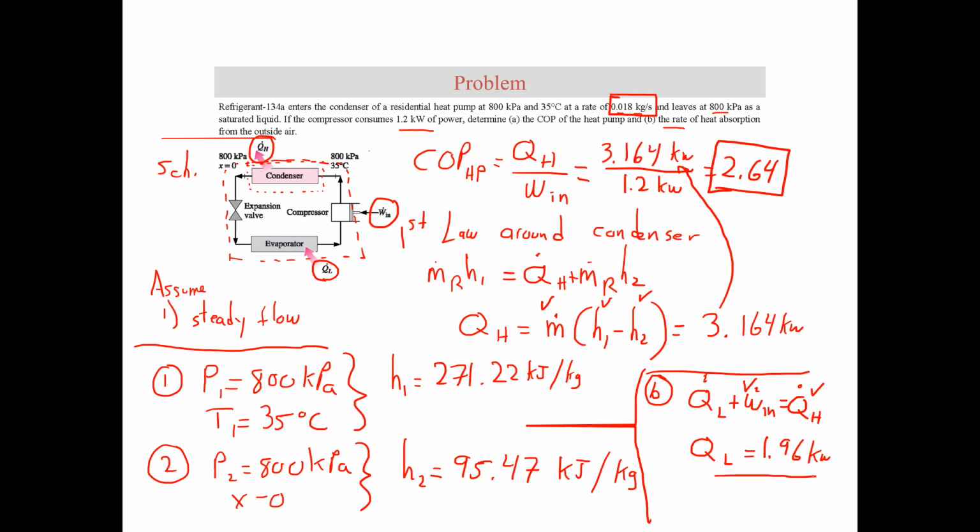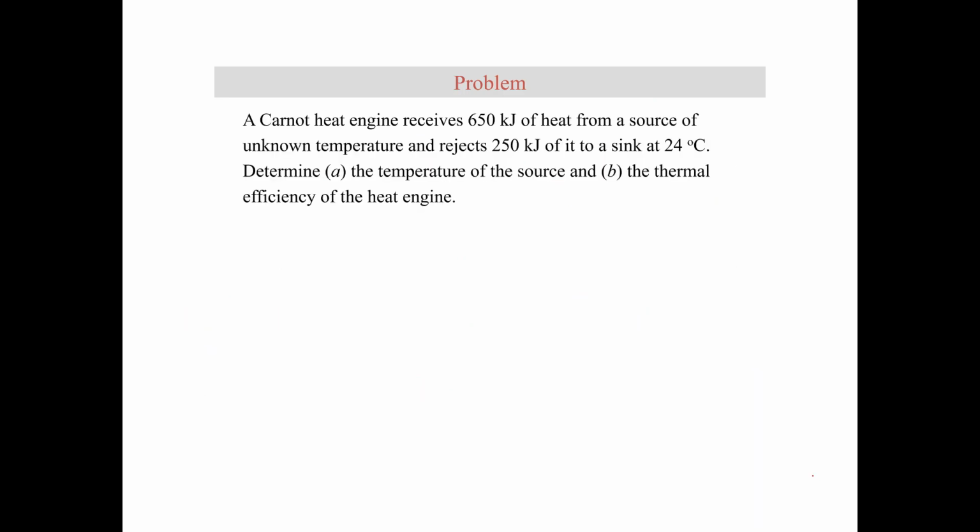All right, let's go ahead and try another example problem here. In this example problem, it reads that a Carnot heat engine receives 650 kilojoules of heat from a source of unknown temperature and rejects 250 kilojoules of it to a sink. Determine A, the temperature of the source, and B, the thermal efficiency of the heat engine.